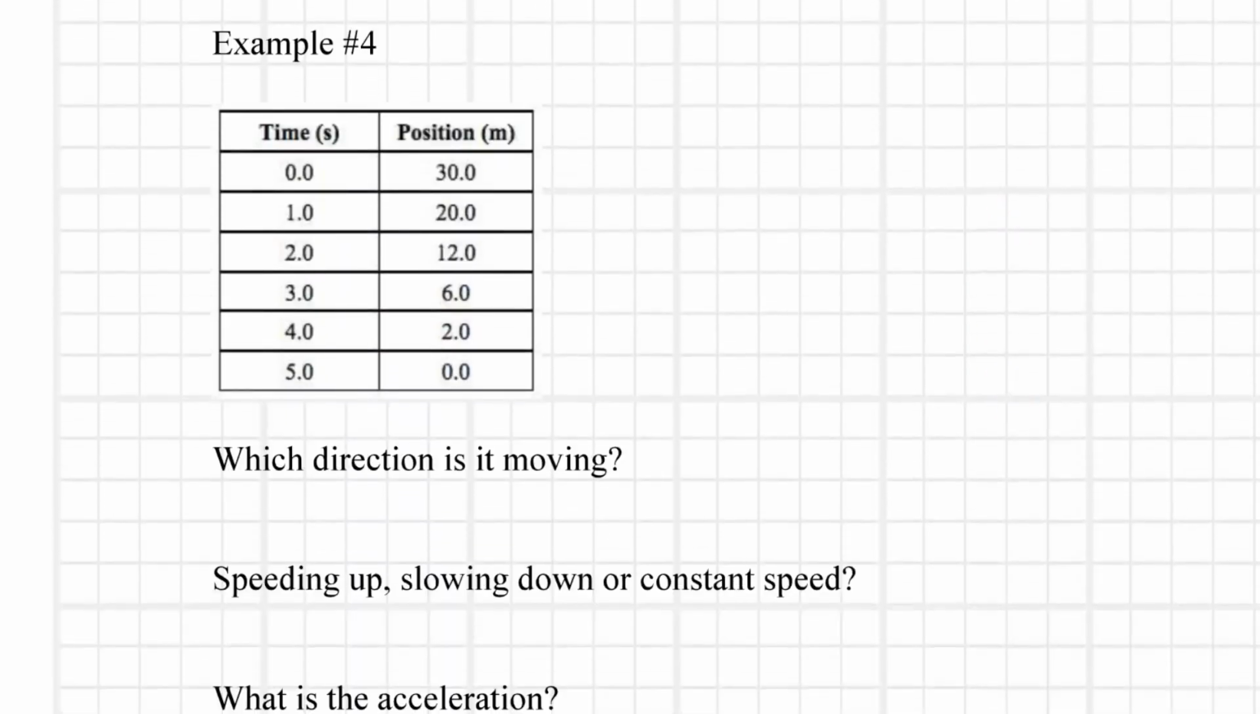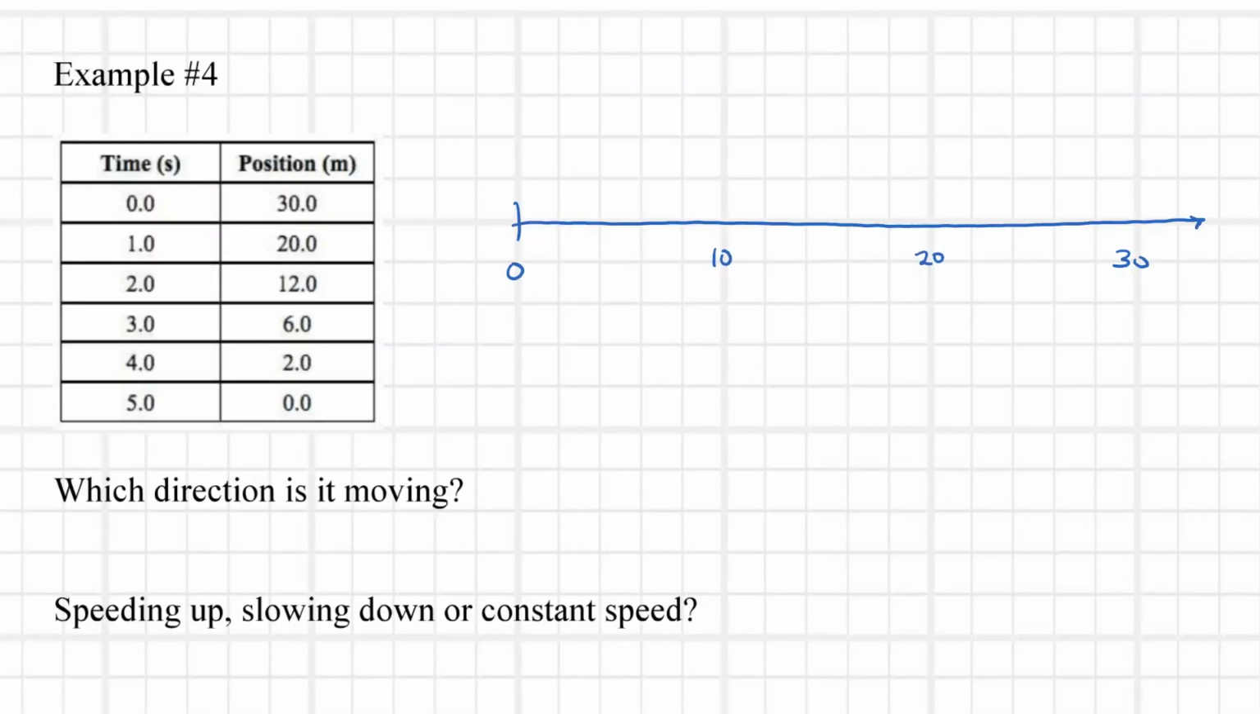Example number 4 is a table here, and it says there's time and position. Which direction is it moving? Well, let's think. If I drew a kind of a motion map here, and if I use the convenient grid marks here, and if I say, okay, at position 30 is where it starts, and then a second later it's at 20, and then a second later it's at 12. Each one of these ticks is 2, so that'd be over there. And then it's at 6, and then it's at 2, and then it's at 0.